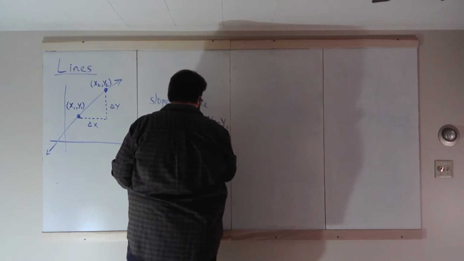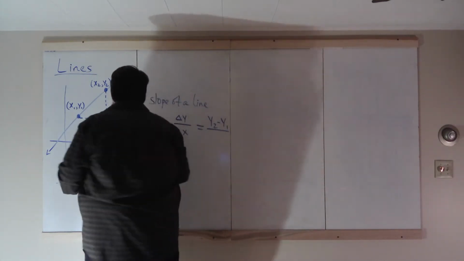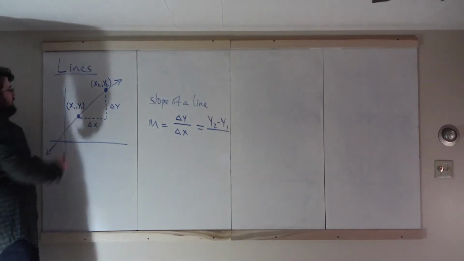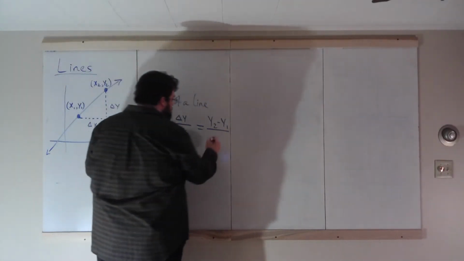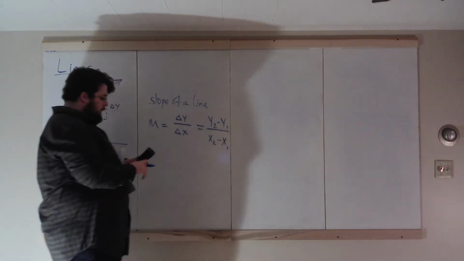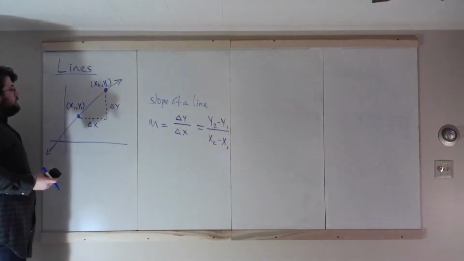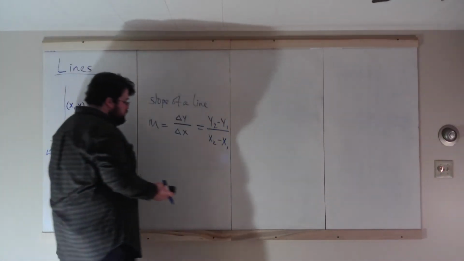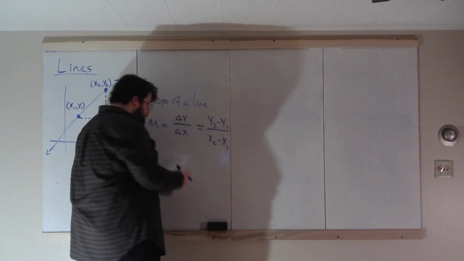So we'll take y2 as the one y value, y1 is the other, divided by the same change in x, x2 minus x1. And for a given line, this fraction is going to be constant, no matter which 2 points you choose on the line.